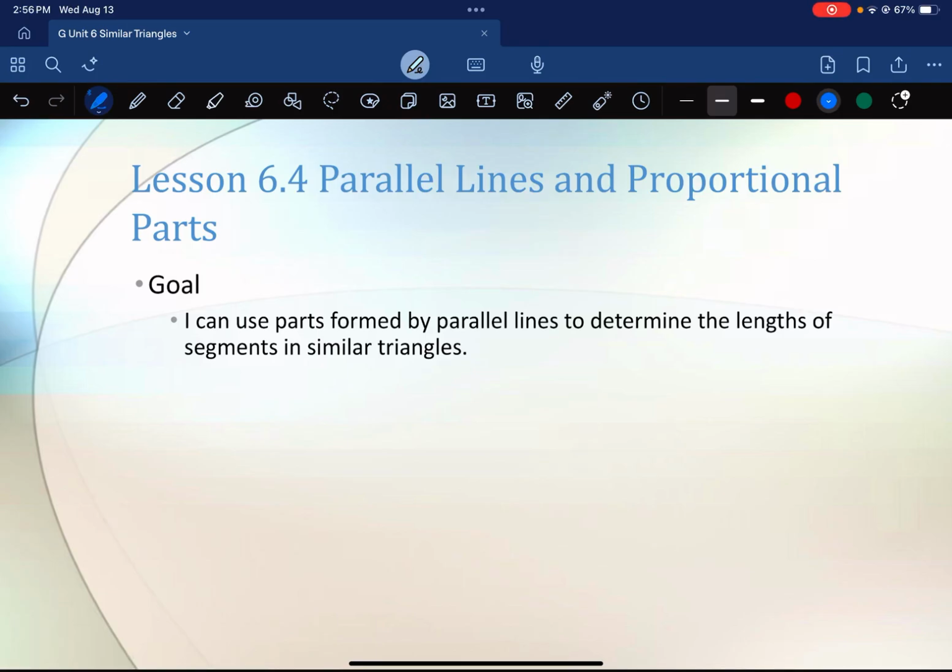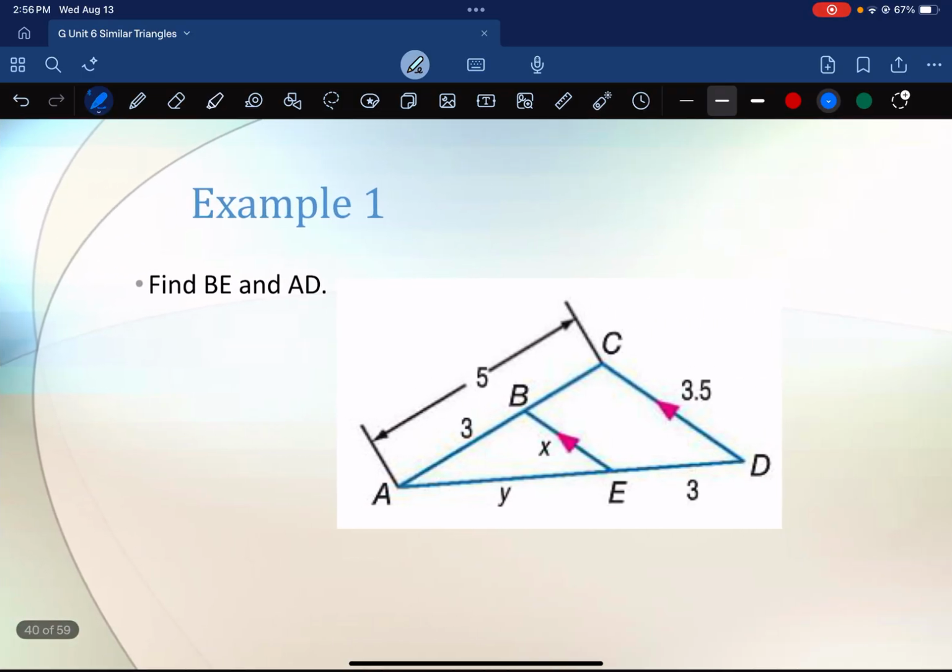This is lesson 6-4, parallel lines and proportional parts. So the goal is I can use parts formed by parallel lines to determine the lengths of segments in similar triangles. So I think you just need to use common sense when you look at these particular drawings and make good proportions based on what you see there.